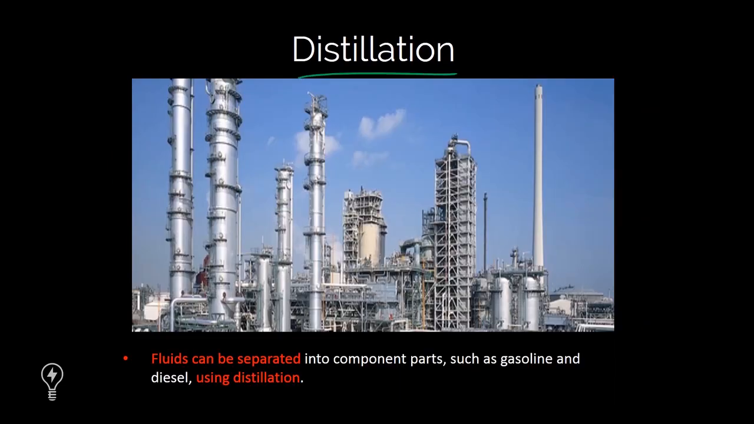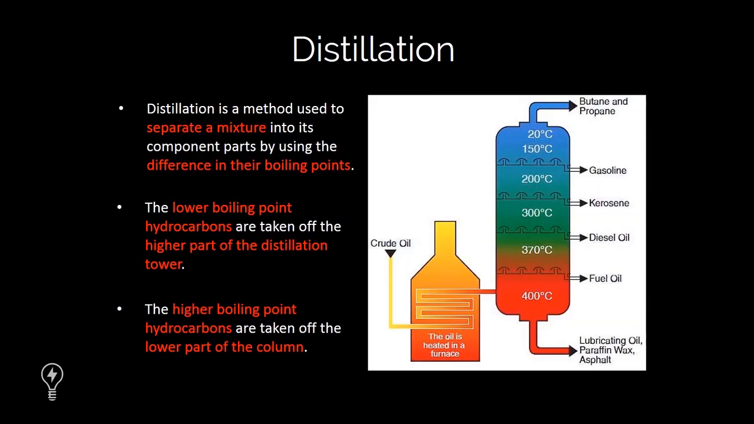Now, we also have distillation at a refinery, and here the fluids are separated into various components such as gasoline and diesel. And this is done using a distillation tower or a distillation column. Now, we know that distillation is a method used to separate a mixture into its component parts by using the difference, crucially, in their boiling points. Now, the lower boiling point hydrocarbons are taken off here at the higher part of the distillation tower, and the higher boiling point hydrocarbons are taken out in the lower part of the column. This is how the process works.